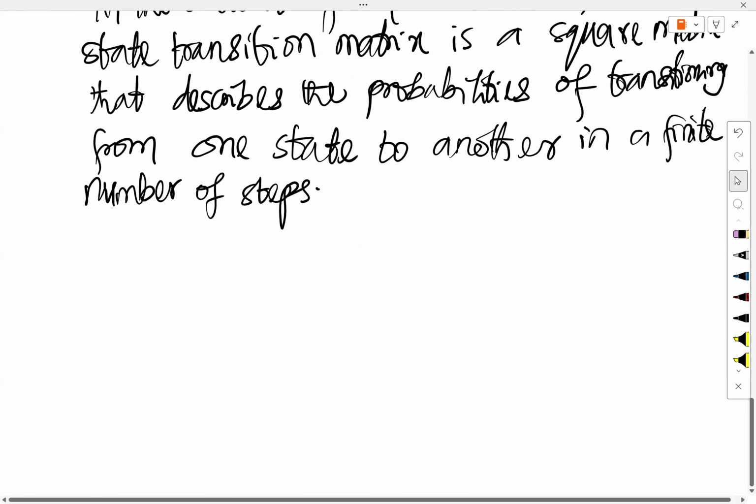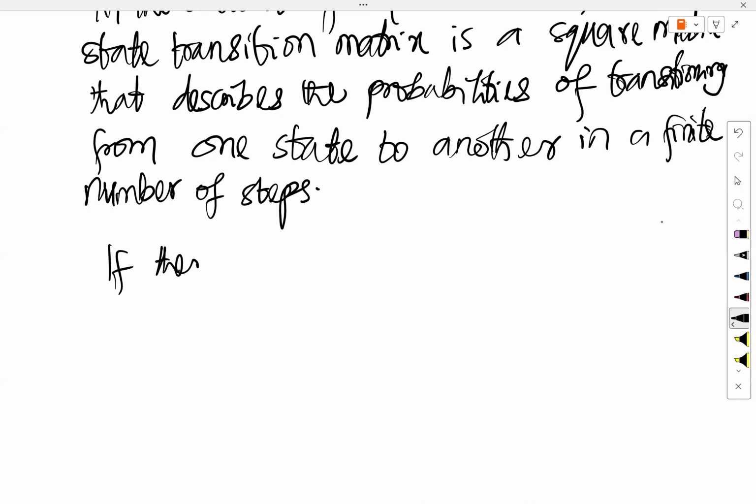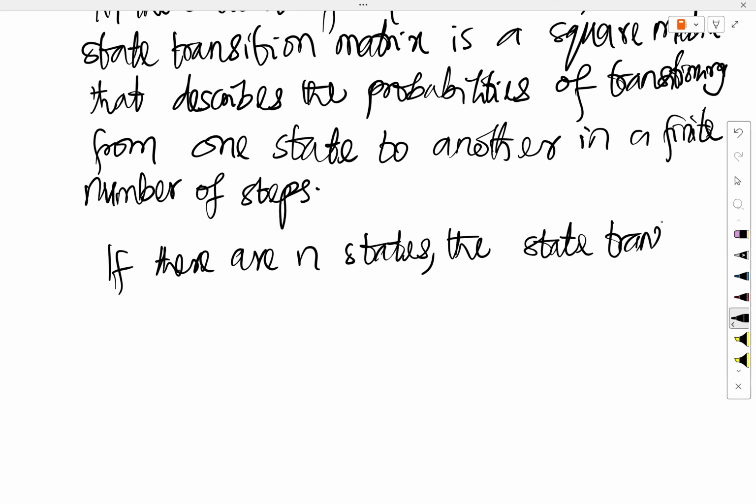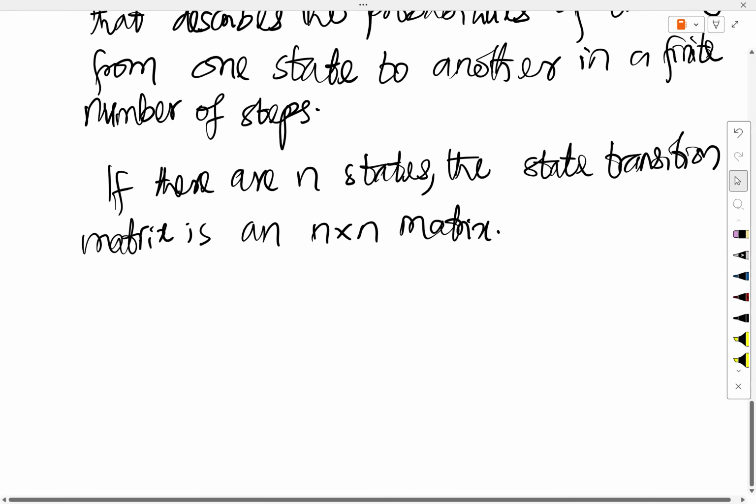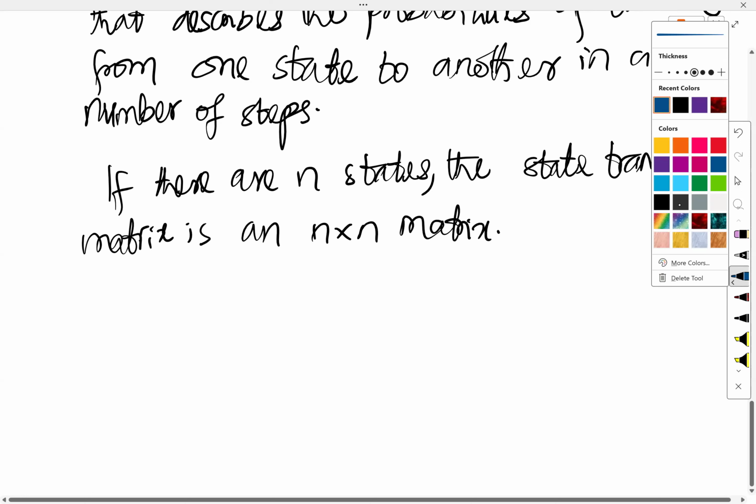Now to make that clearer, we can say that if there are n states, the state transition matrix is an n by n matrix. To add more clarity to that, I like to give an example of what this looks like.